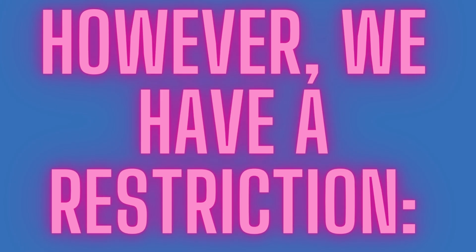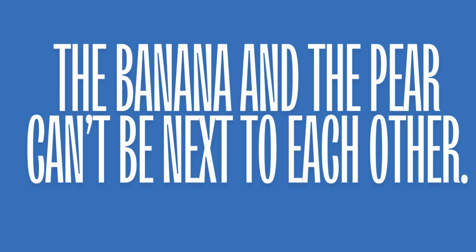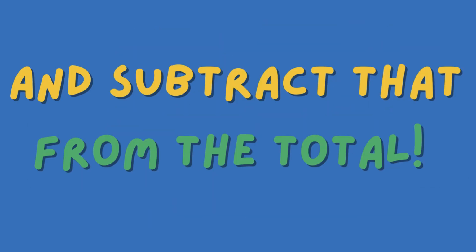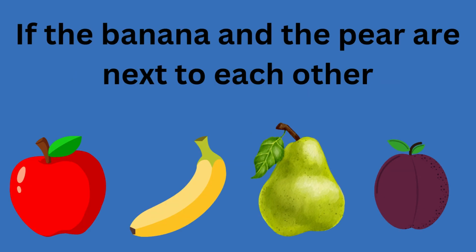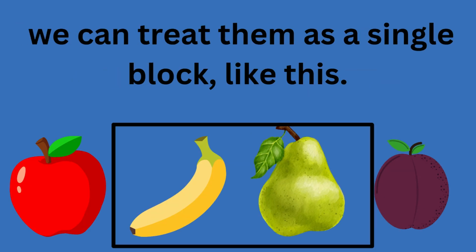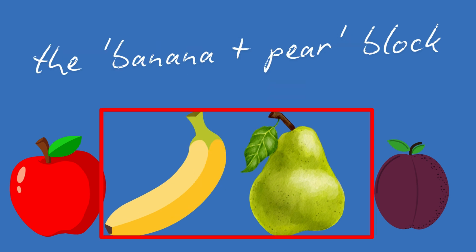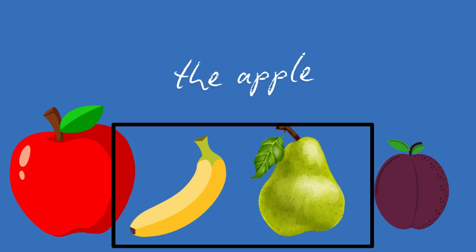However, we have a restriction. The banana and the pear can't be next to each other. So, let's find out how many ways we can break the rule, and then subtract that from the total. If the banana and the pear are next to each other, we can treat them as a single block, like this. Now, we have 3 blocks to arrange: the banana plus pear block, the apple, and the plum.